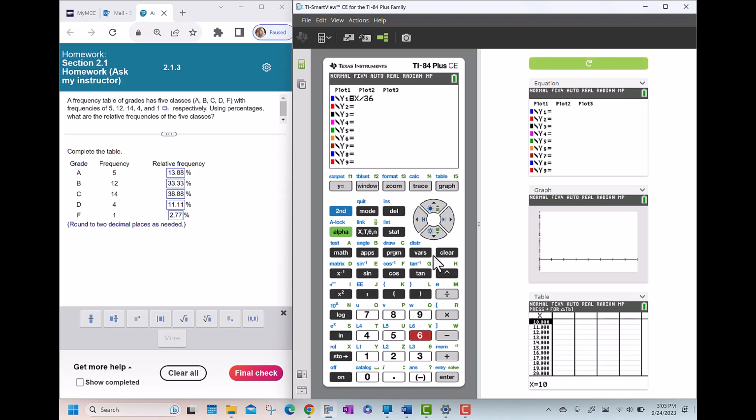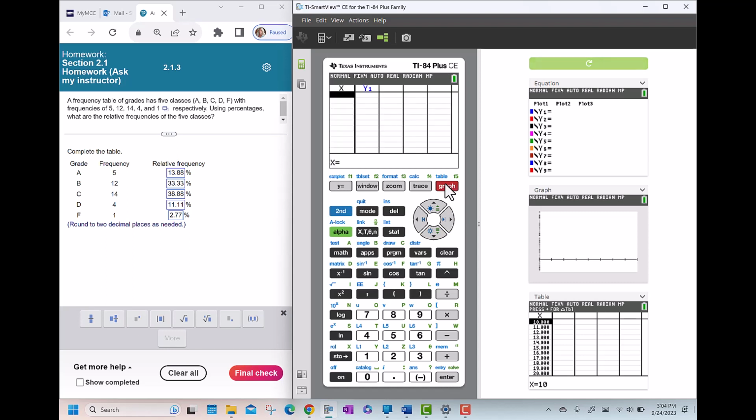Alright, and then I'm going to look at them in the table, but here you can see that this is listing all the integers. I don't want to do that because then I'll have to fish around for these or scroll around for those. So I'm going to go into my table set by hitting second and window. I'm going to change this independent variable to ask.